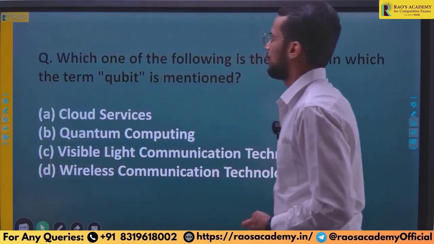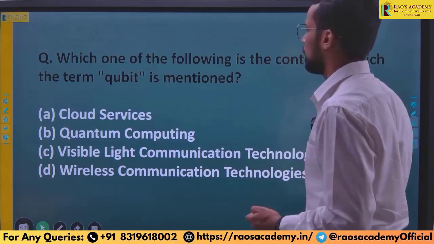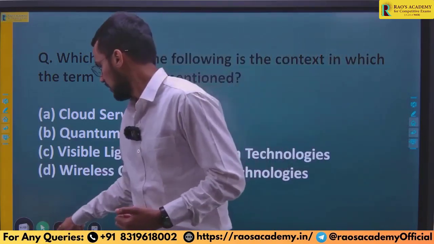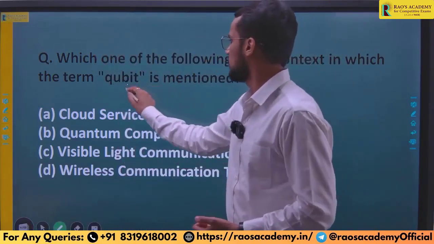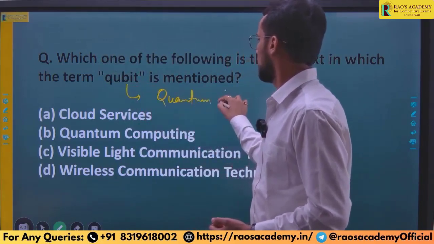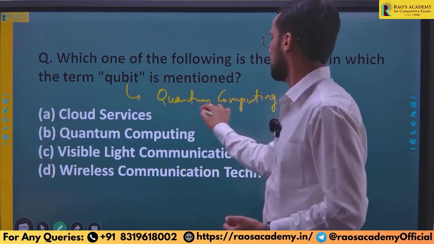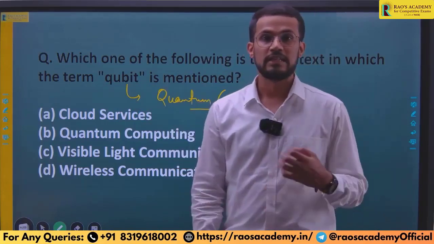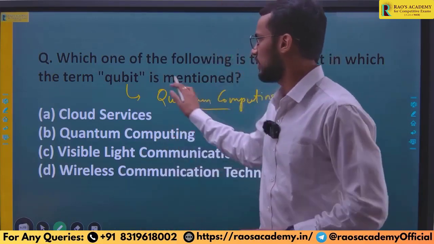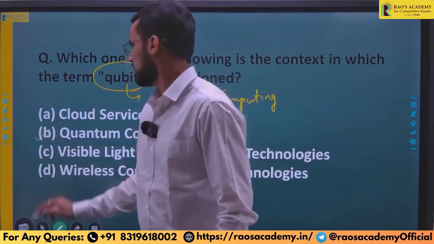Next question is, which one of the following is the context in which the term qubit is mentioned? Right, so qubits are mentioned in the context of quantum computing. They are considered as the replacement of bits, where information in quantum computing is processed in the form of qubits. So the answer of this question is B.